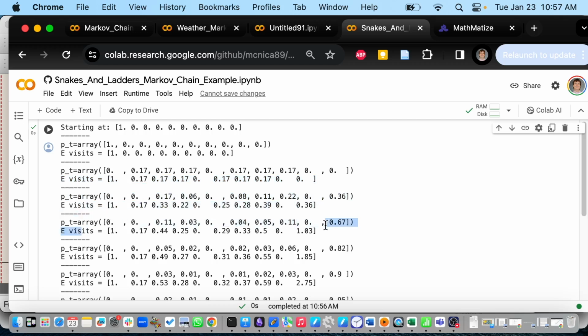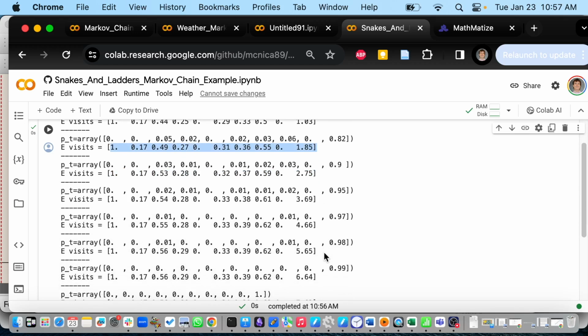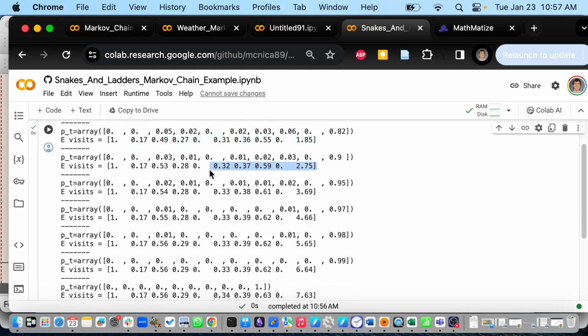Then more visits, more visits, more visits. As you go, these numbers get bigger and bigger. You'll see in particular the very last number. That's the number of visits to square number 9. And that one is going to get bigger and bigger because as soon as you finish the game, you just stay at 9 and you pick up a lot of value there. So here we go. 2.7 visits to 9, 3.7 visits to 9. You'll see that square 0 always has 1 visit. Square 1 always has 0.17 visits. That's because the only way to get to square 1 is if you rolled a 1 on the very first dice roll. Other than that, you can never get back to square 1.